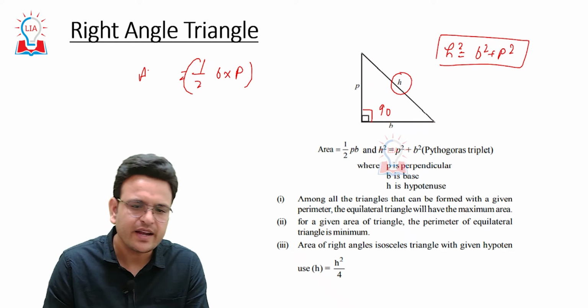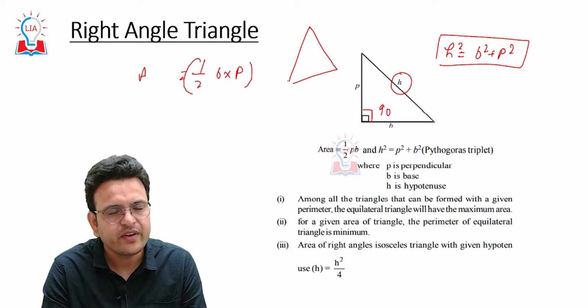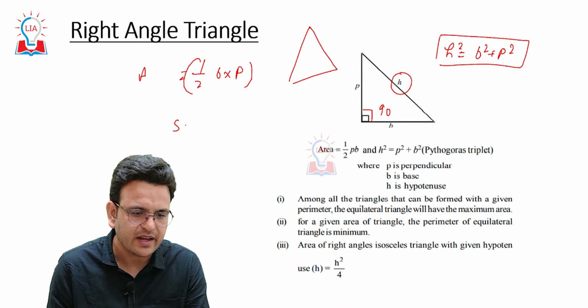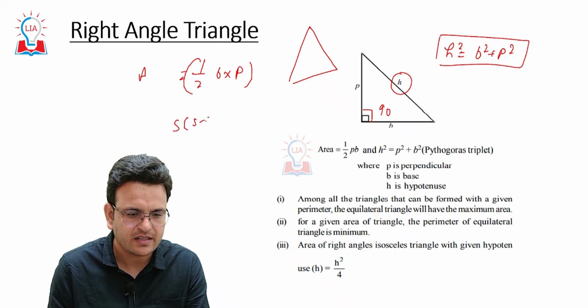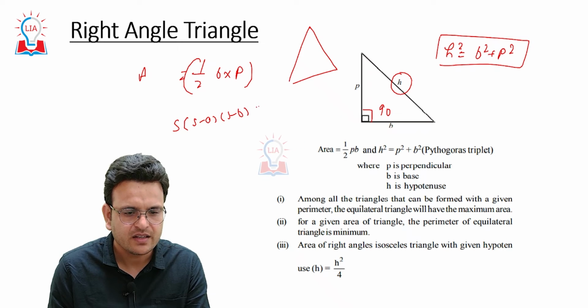In a triangle, whenever all the sides are not equal, how will we get the area? We have to first get S, and then S minus A, S minus B, S minus C.